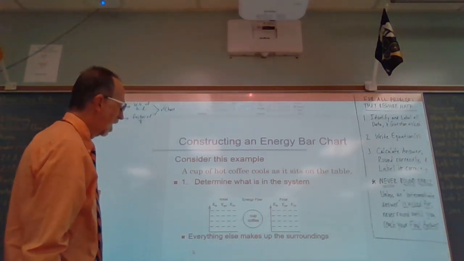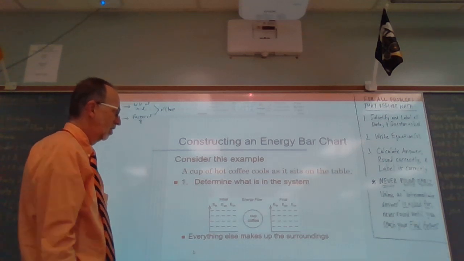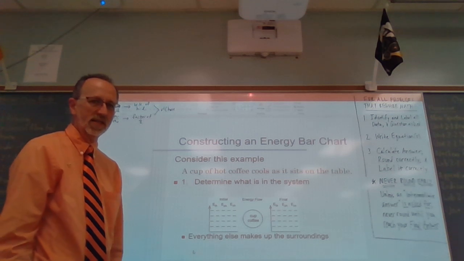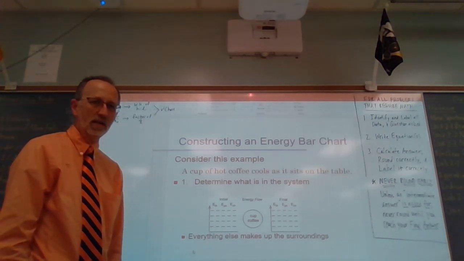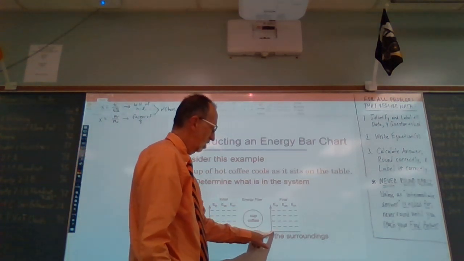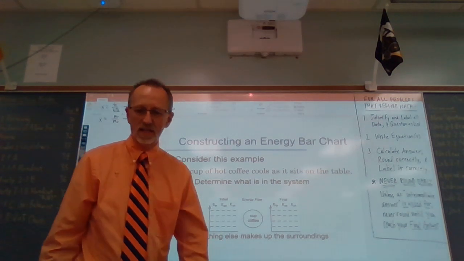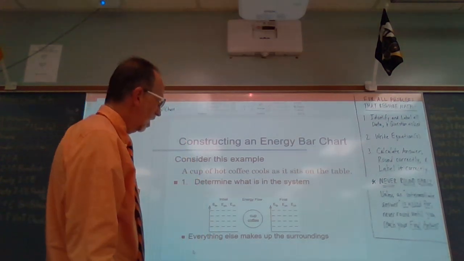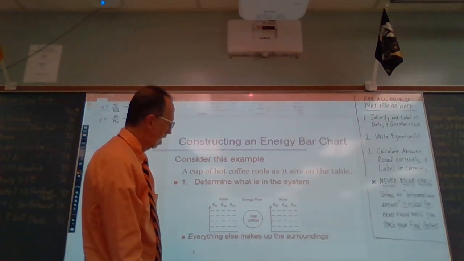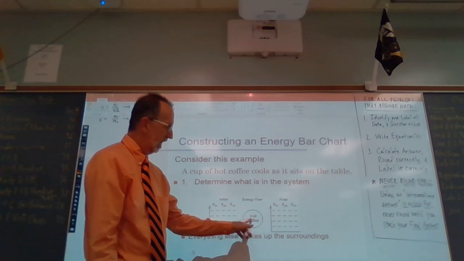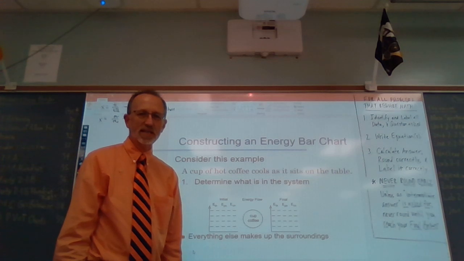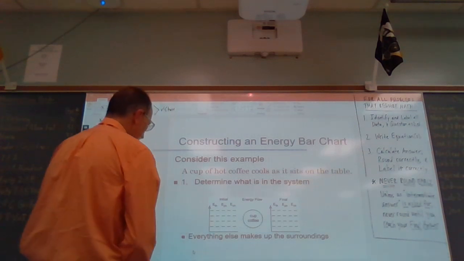A cup of hot coffee cools as it sits on the table. So we're going to determine what's in the system. Do you see the LOL chart yet? L, O, L. There it is. The system is the O. Our system now is a cup of coffee. That's what's written in there. Everything else involved in this situation makes up the surroundings. Let's go to the next screen.